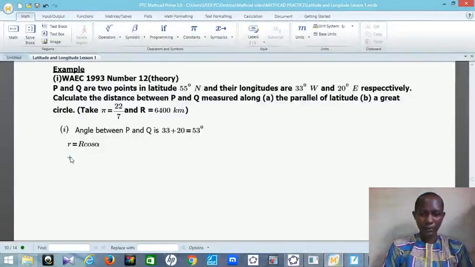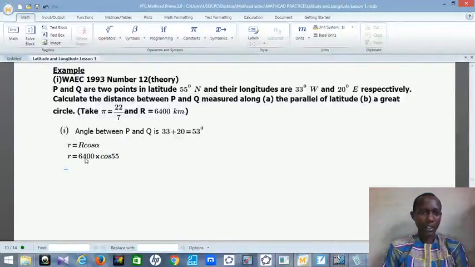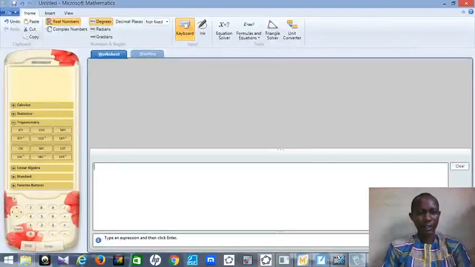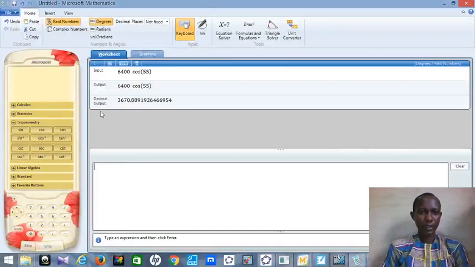So r is going to be equal to, we have the radius of the earth as 6,400 times cos 55. By calculating 6,400 times cos 55. Let's use our calculator to check that. 6,400 times cos 55. Okay, so it will give us 3,670.889.